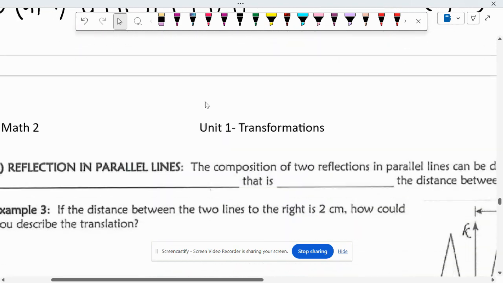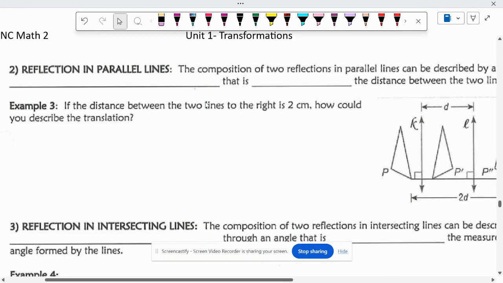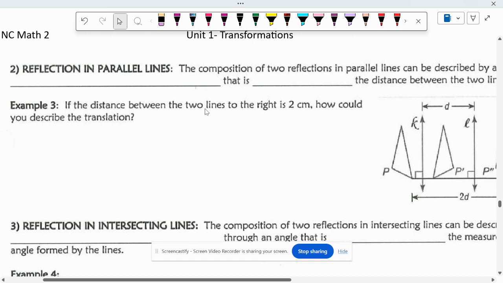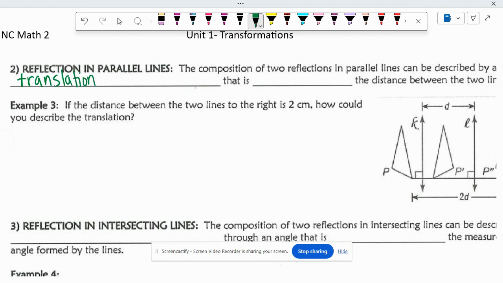Thank you, sir. Okay. So the next type of composition is called a reflection in parallel lines. A reflection in parallel lines. The composition of two reflections in parallel lines can be described by a translation vector that is twice the distance between the two lines.